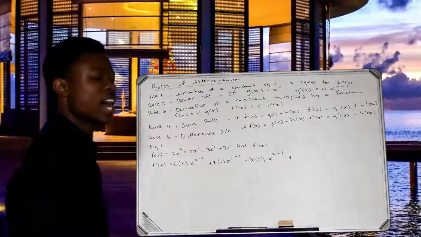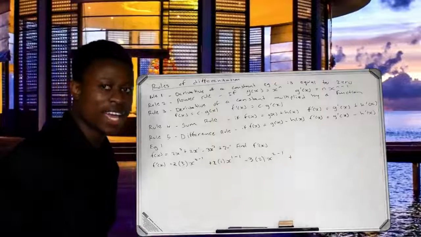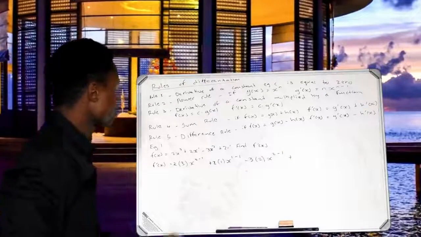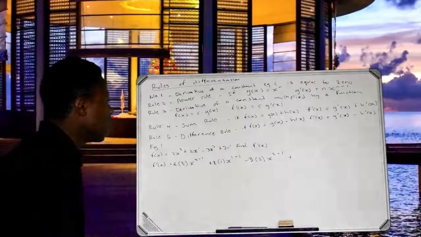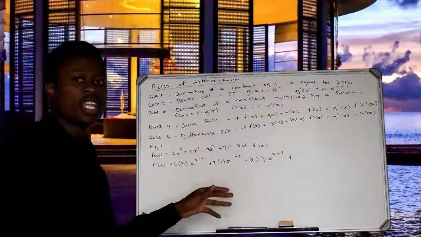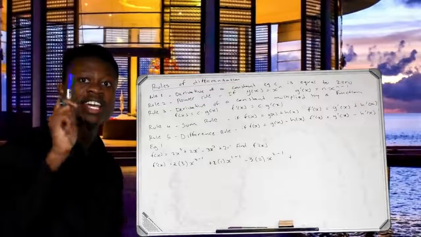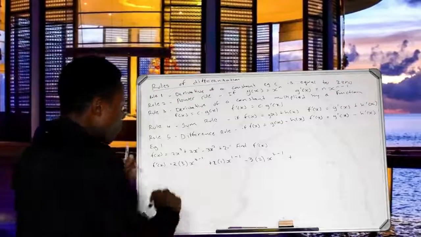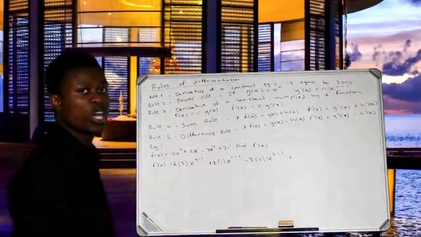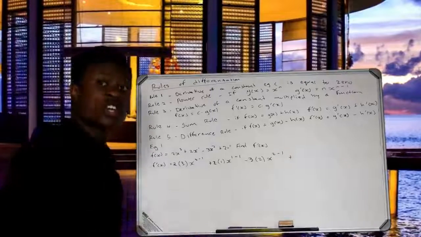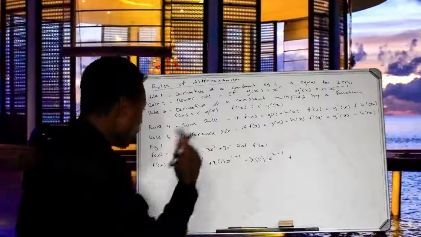I can't write it down as 2. Why? Because if I write 2, that means that's not the differentiation of 2. The differentiation of a constant again is 0. Let me show you why. Because remember we said that this is the same as 2x to the power 0, because x to the power 0 is still 1. So let me write it down like that.